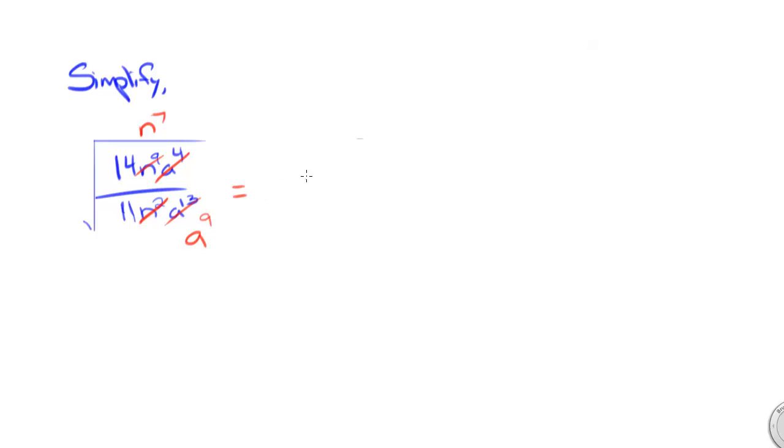Okay, so what do I have? I have 14 n to the 7th up in the numerator, and I have 11 a to the 9th in the denominator. And what I'm also going to do is split the radical over the numerator and the denominator, and I'll tell you why in a second.